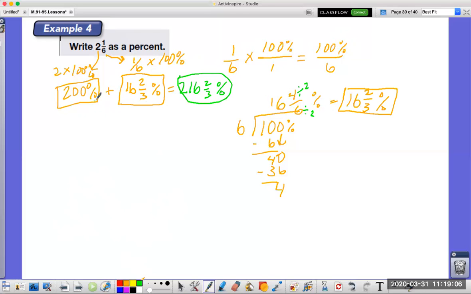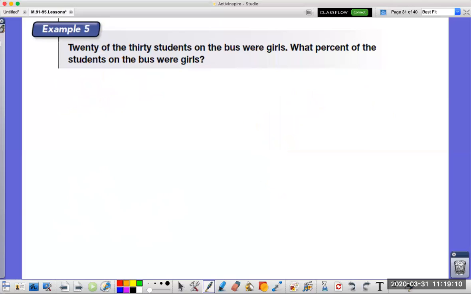Because 200% plus 16 and 2/3%. All right, moving right along. If 20 of the 30 students on the bus were girls, that looks like this fraction. 20 of the 30 students on the bus were girls. What percent of the students on the bus were girls? So it's just asking me to change that into a percent.